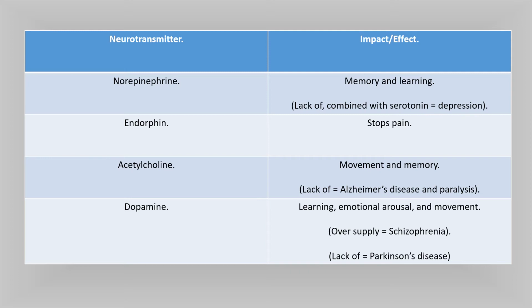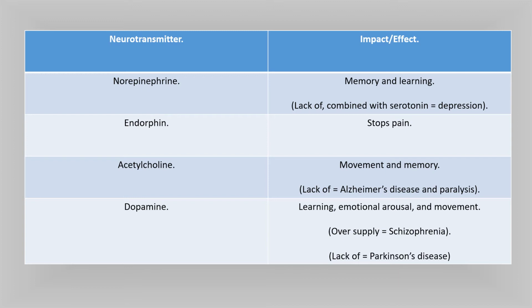Norepinephrine deals with memory and learning, and just some different symptoms that can occur with this. If there's a lack of that, and you combine it with serotonin, it can create depression. Endorphin is a neurotransmitter that stops pain. Acetylcholine deals with memory and movement, and if there's a lack of this, there can be Alzheimer's disease and paralysis. And then dopamine deals with learning, emotional arousal, such as being happy and sad, and movement.